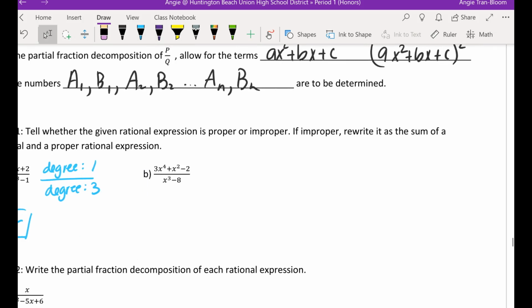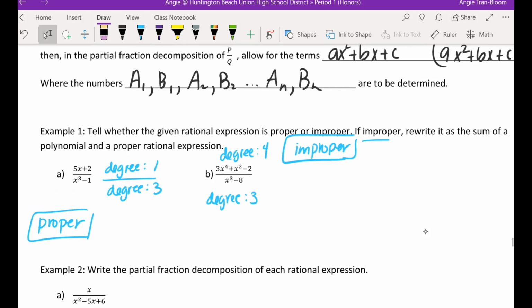Okay, so on the top, your degree is going to be 4 because the highest power is 4. The degree on the bottom is 3. So when it's improper, you have to first write the answer. Then it says if it's improper, rewrite it as the sum of the polynomial and a proper rational expression. This calls for long division. So how do we do long division? We divide it normally.